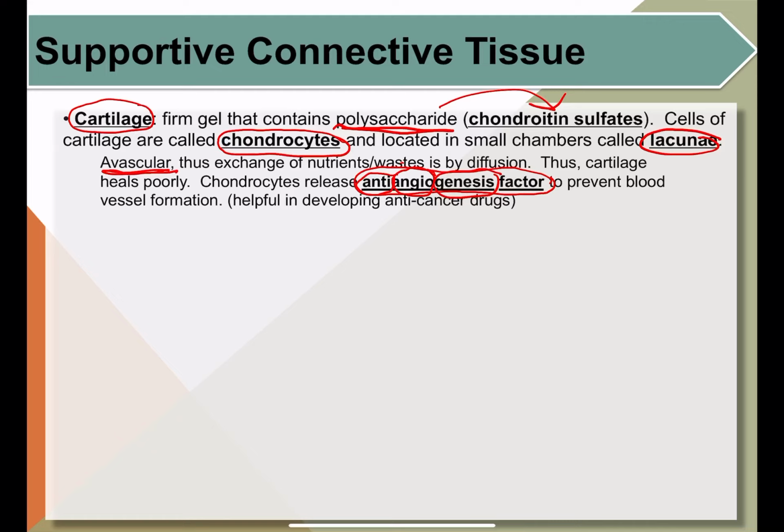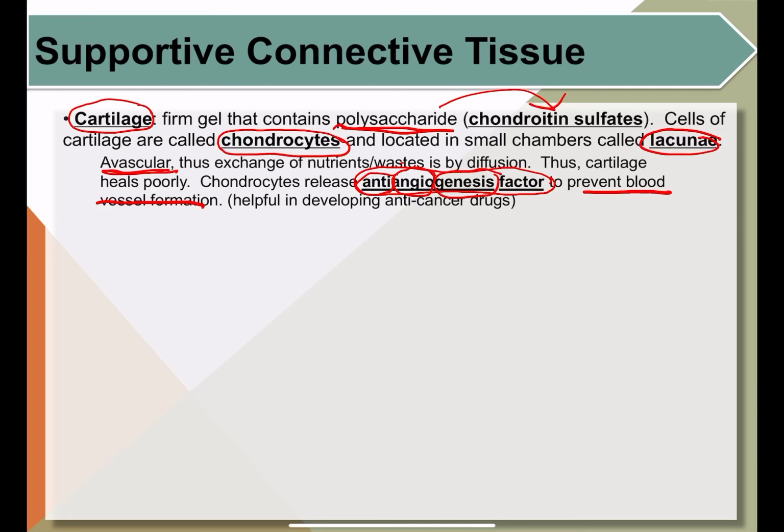Anti-angiogenesis factor is what chondrocytes in cartilage tissue release to prevent blood vessel formation, which is actually what anti-cancer therapy research is modeling to help fight cancer, to stop cancer cells from forming blood vessels. Remember, in the cancer cell chapter, chapter 3, I talked about how cancer and tumors are able to create new blood vessels.